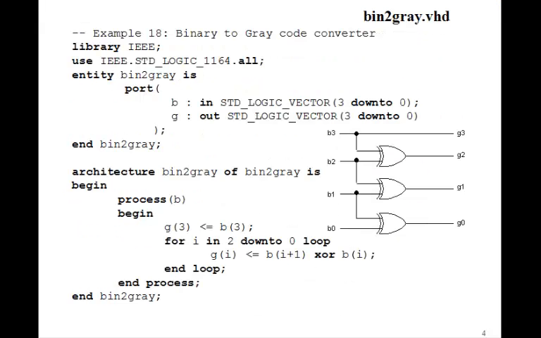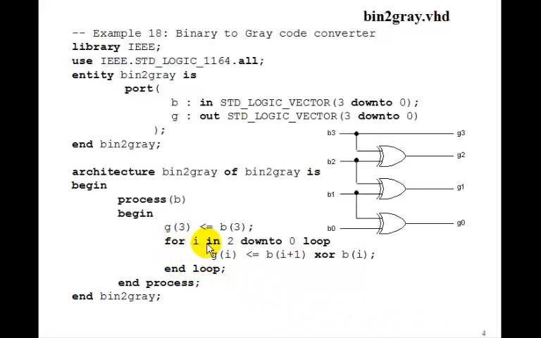Well, here is the VHDL program to do it. The input B, in this case, is just 3 down to 0, B3, B2, B1, B0. And the output G is also 3 down to 0. And using the algorithm that we developed, we can just write G3 gets B3. And then we use this for loop. And this is a VHDL for loop. It looks a little funny, but this is the way it works.